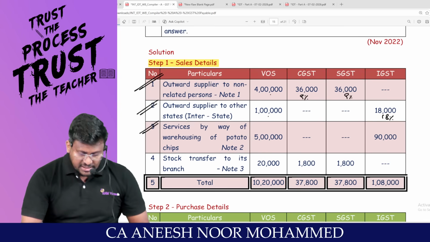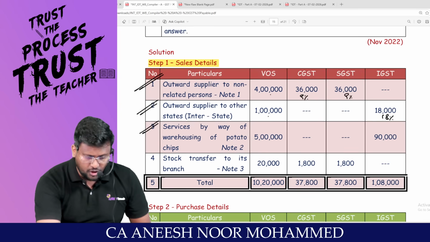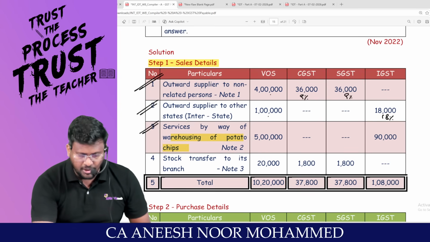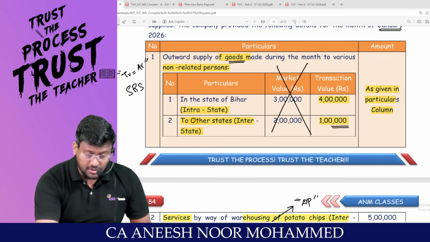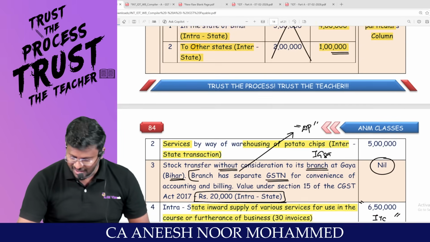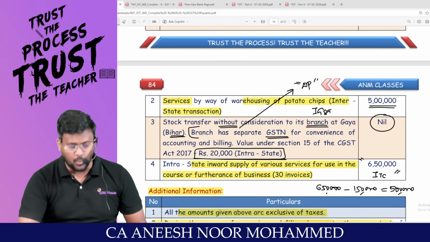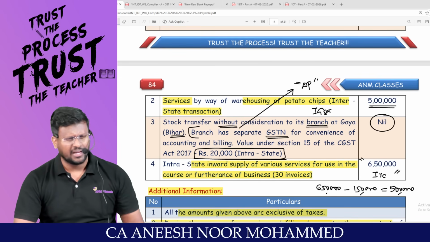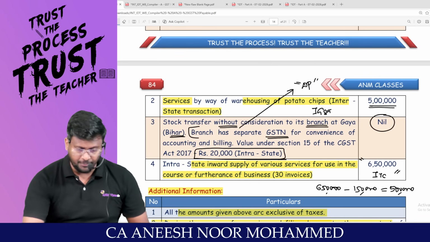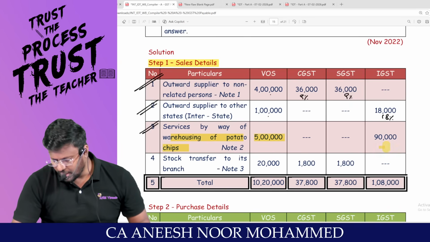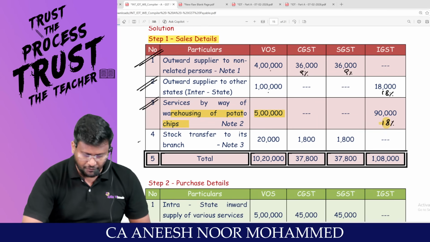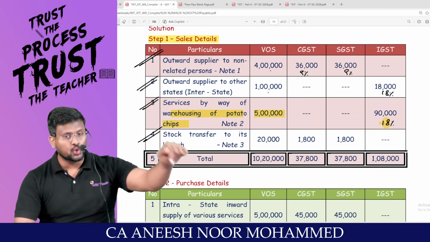Comfortable? Services by way of warehousing of potato chips. Sir, it is not exempted, it is taxable. That means for this 5 lakh, we are supposed to collect tax. This is an interstate transaction, so IGST should be collected at the rate of 18%. So 5 lakh into 18% comes to 90,000 rupees as the amount of tax. Stock transfer to its own branch.